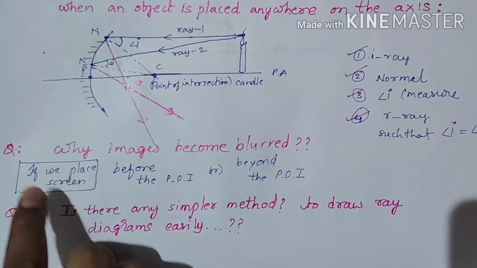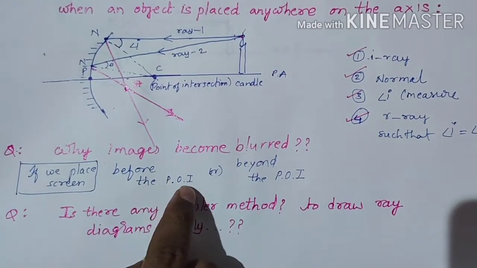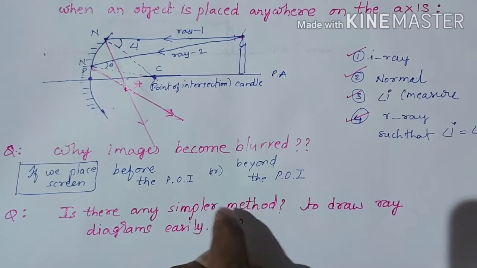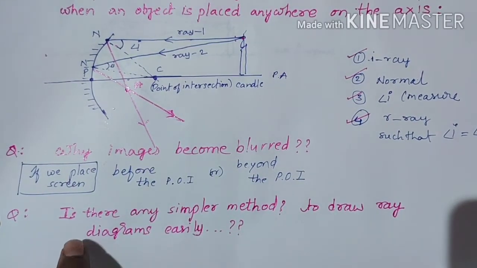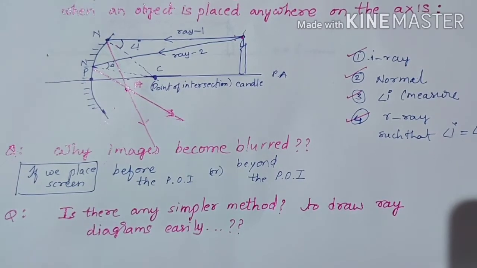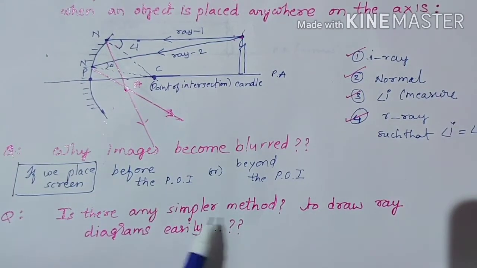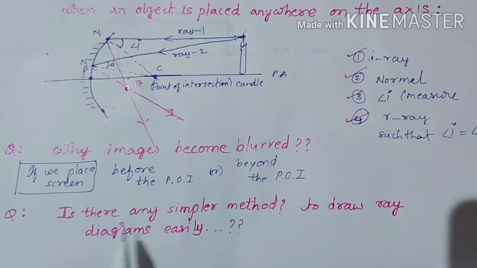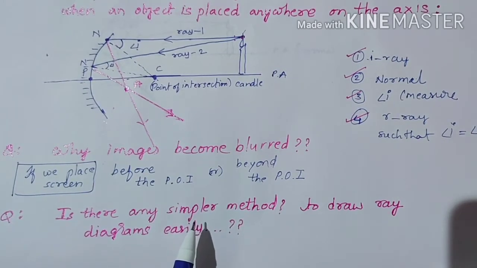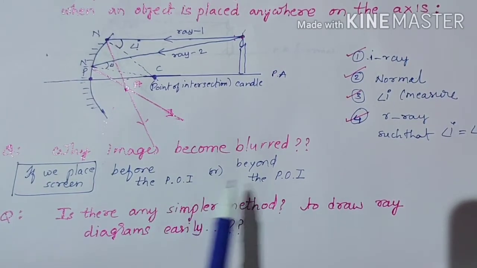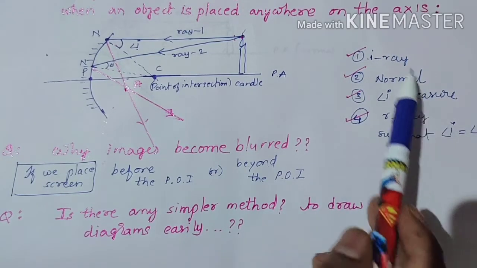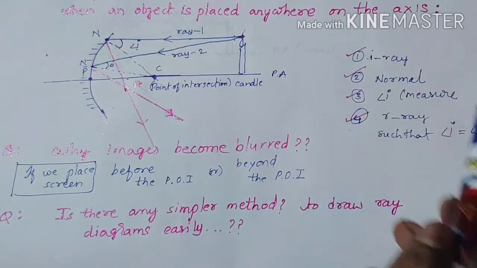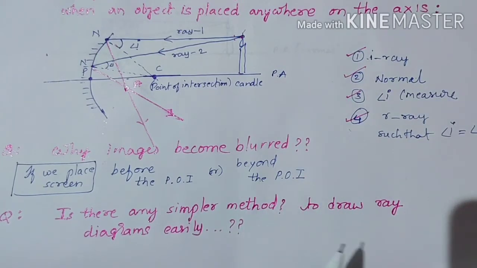If you place a screen before or beyond the point of intersection, you will get blurred images. So is there any simpler method to draw ray diagrams easily? Here, you know that to find the point of intersection, we have to follow all these four steps. These four steps are not at all easy. They are somewhat difficult.